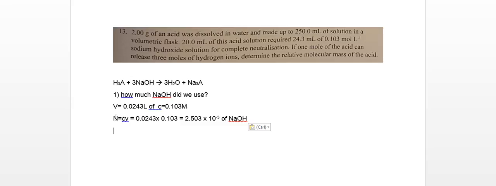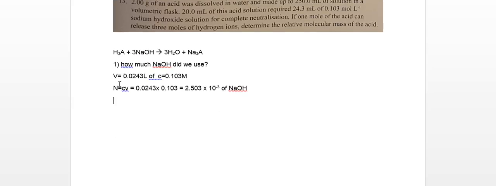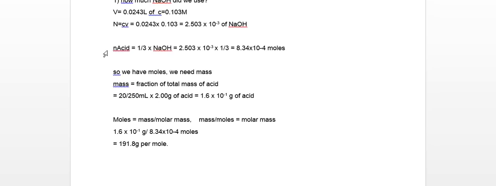If we convert this to moles, number of moles equals concentration times volume, which comes out to be 2.5 times 10 to minus 3 moles of sodium hydroxide. Now we know that for every 3 moles of this, we get 1 mole of that. So we can figure out how many moles of acid we have. That's pretty much straightforward.